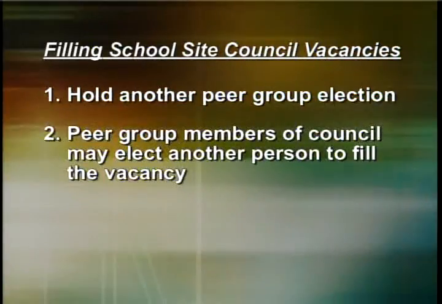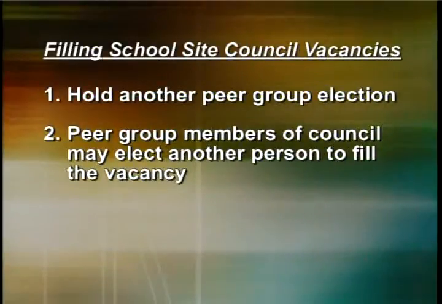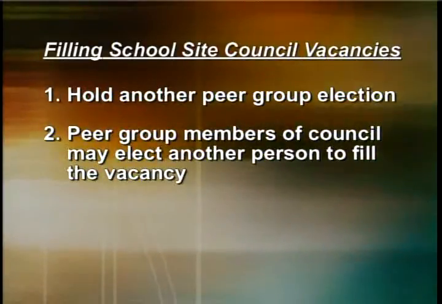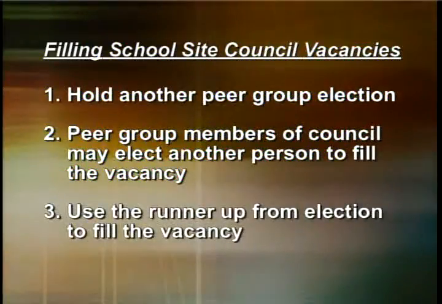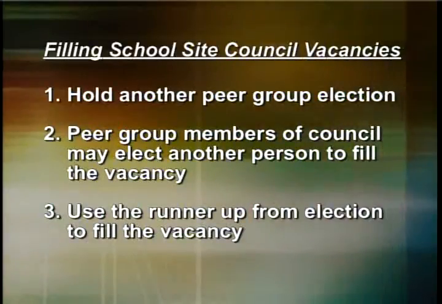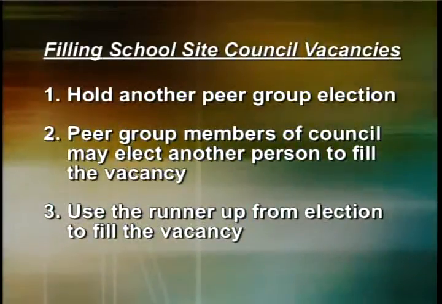Two, the remaining school site council members from the peer group may elect another person to fill the vacancy. For example, if a parent resigns, then the parent members of the school site council would select another parent to fill the vacancy. In this instance, only the parent members may vote. The whole council cannot vote for the replacement. The third option is for the council bylaws to designate the runner-up in the election to fill the vacancy.